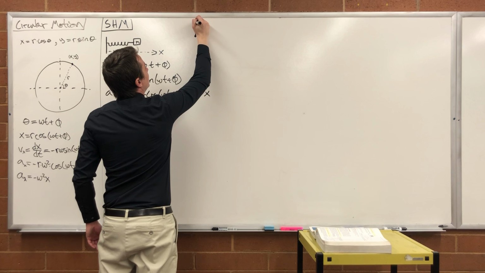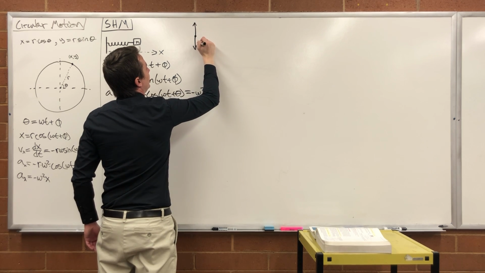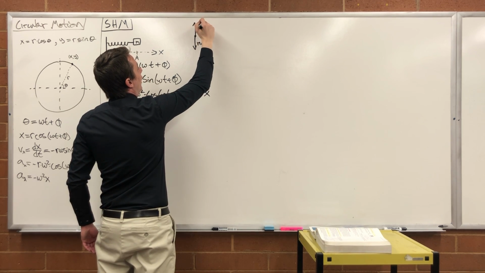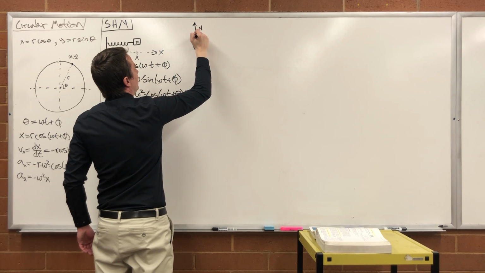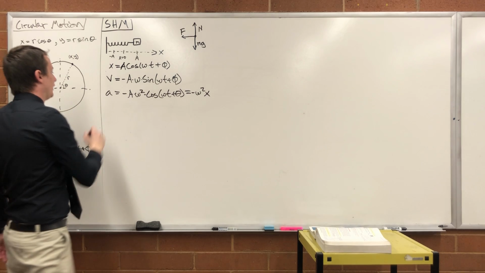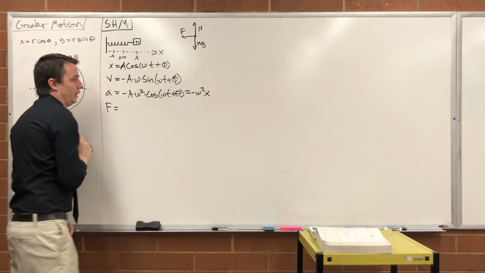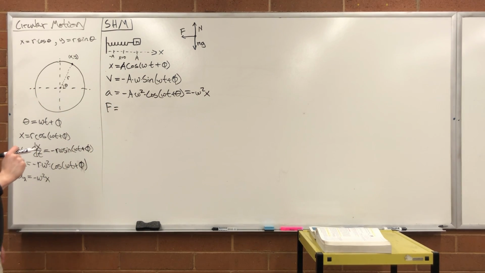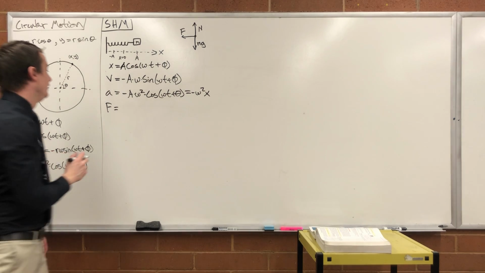You're going to have mg pulling down. You're going to have the normal force pushing up. And then you're going to have a force pulling this way, F. That's the F I'm interested in. So that F is equal to what? Hooke's law. Negative kx.